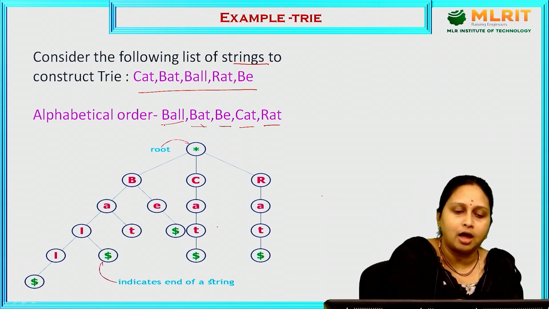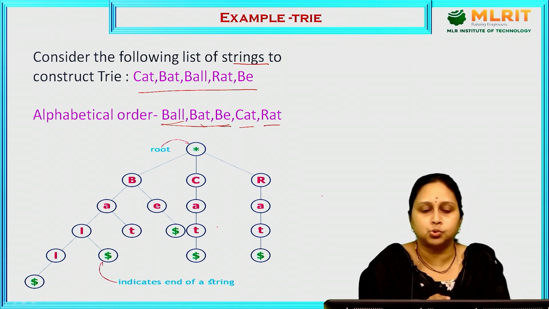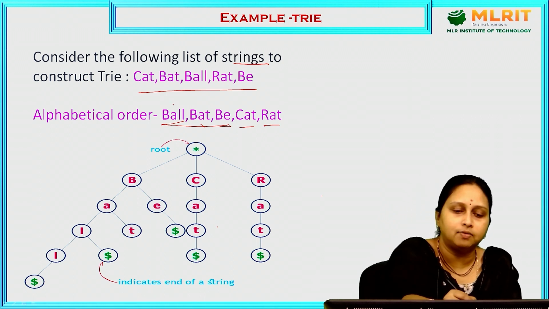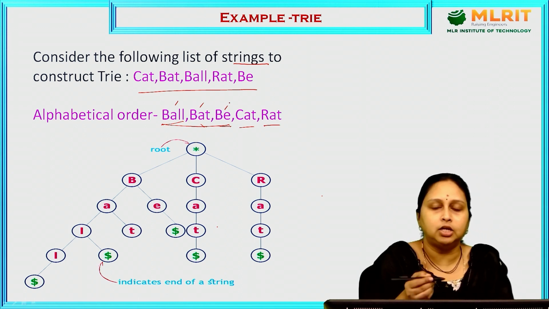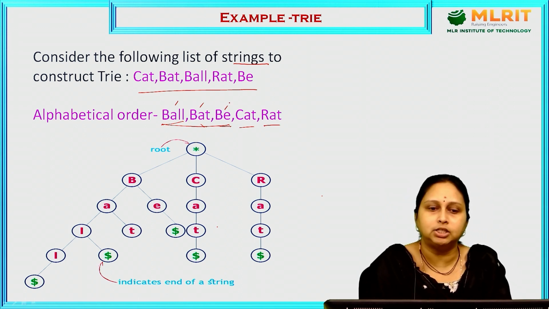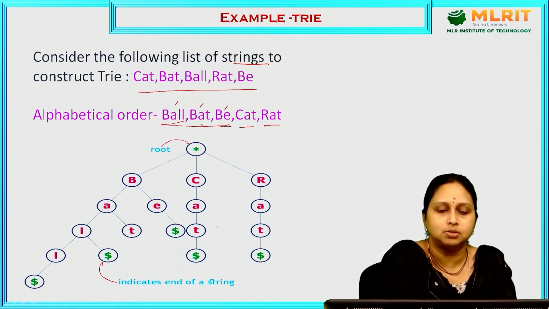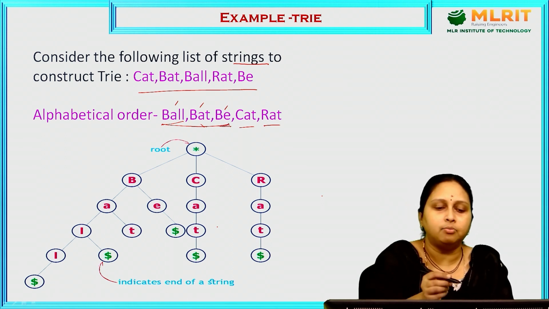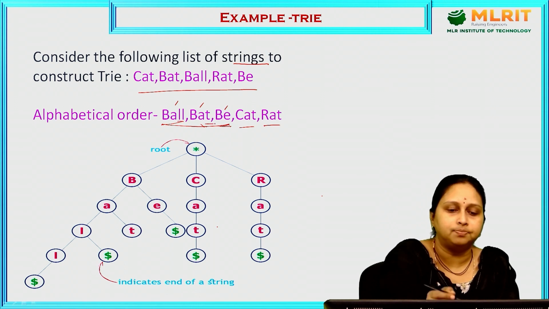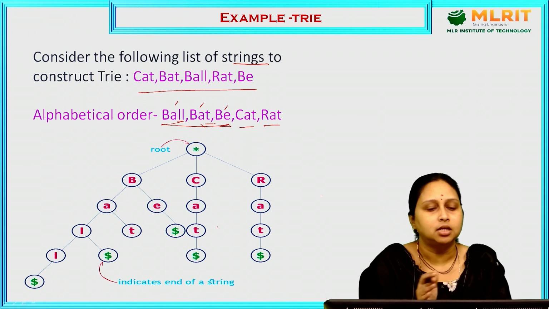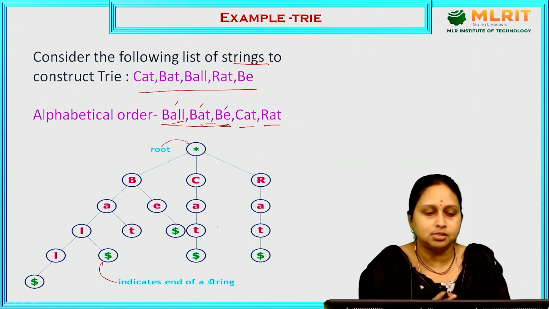If three strings start with B, then we need to check the next character, the second character, and place them accordingly. A is 97 and E is more than 97. That's why we place bee at the third place. Then I check L and T. L comes first and then T later. That's why we place the strings in this alphabetical order.